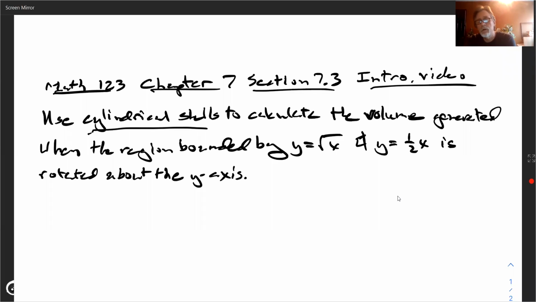Hey, here we are again. Now we're in section 7.3, which is a different way of integrating, or using integrals, to figure out the volume of revolution. So let's read this problem.